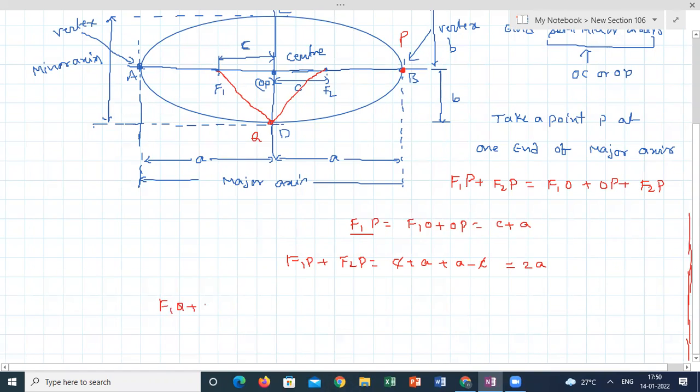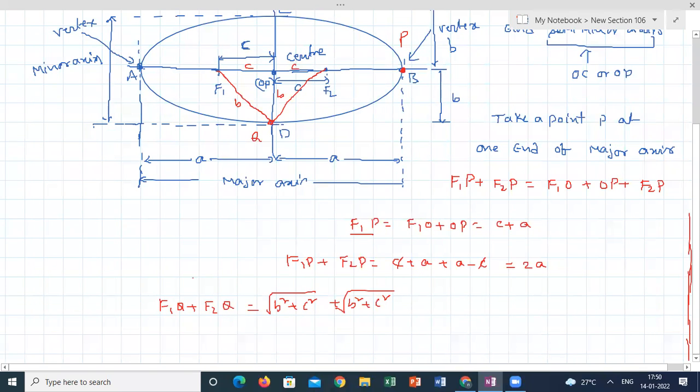That is the definition of the ellipse. QF1 plus QF2 is equal to the square root of B square plus C square, plus the square root of B square plus C square, because this distance is B and this is C, this is C, this is B. I got B square plus C square.